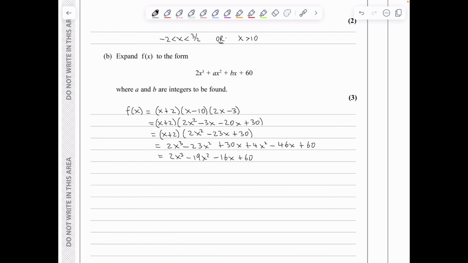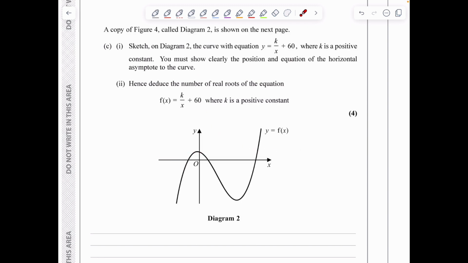We see that the leading term of 2x cubed has been recovered, as well as the constant term of 60. In C(i), we need to sketch the curve with equation y is k over x plus 60, with k being a positive constant, showing clearly the position and equation of the horizontal asymptote to the curve.